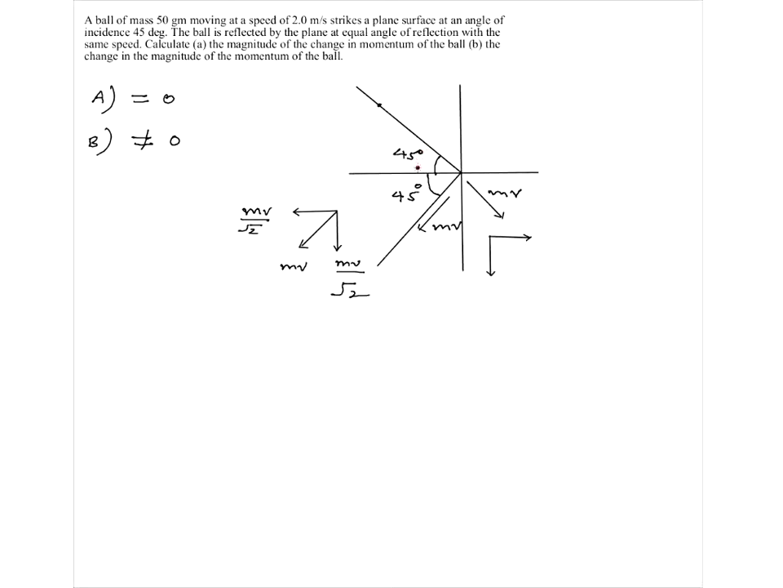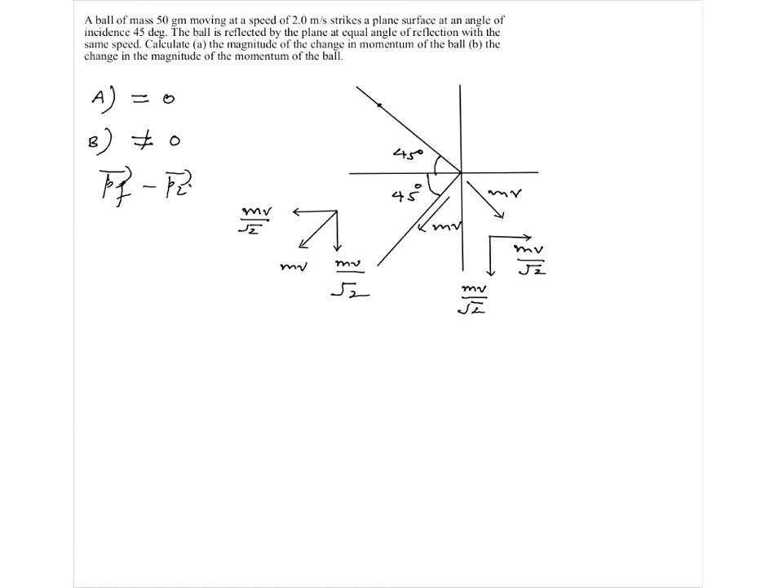This angle is 45. So again, same story, mv by root 2. Now, you want pf vector minus pi vector. When you subtract vectors, you can subtract their components. Look at this and look at that. What is the difference? 0.